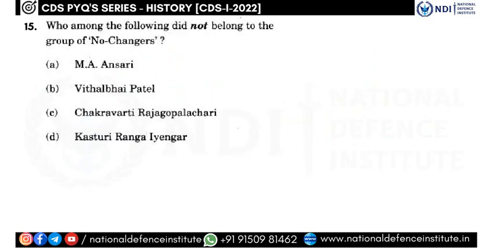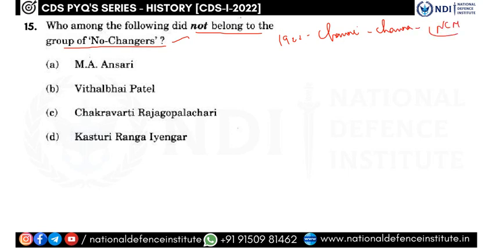Next one. Who among the following did not belong to the group of no changers? So who are these no changers? Simple. After the 1922 Chauri Chaura incident, the non-cooperation movement came to an end. The non-cooperation Khilafat movement, which was the first mass movement by Gandhi, came to an end. So Gandhi was arrested and put in jail. Many other leaders were in jail.